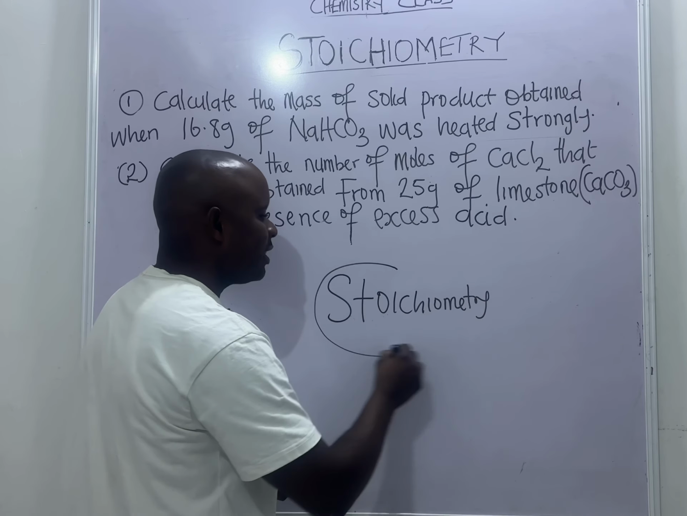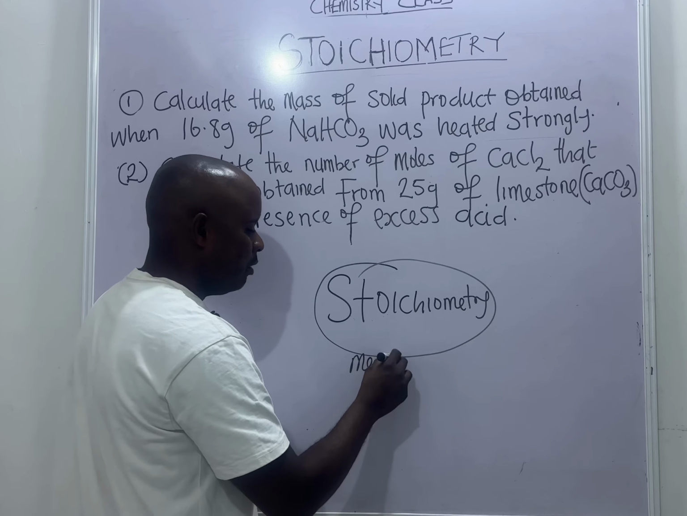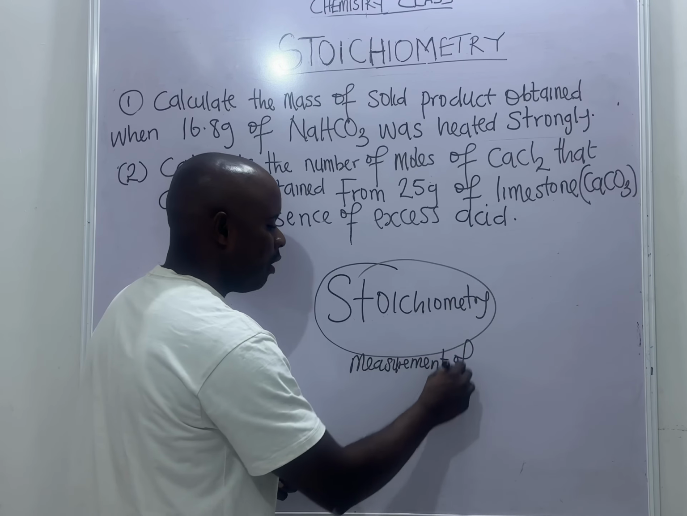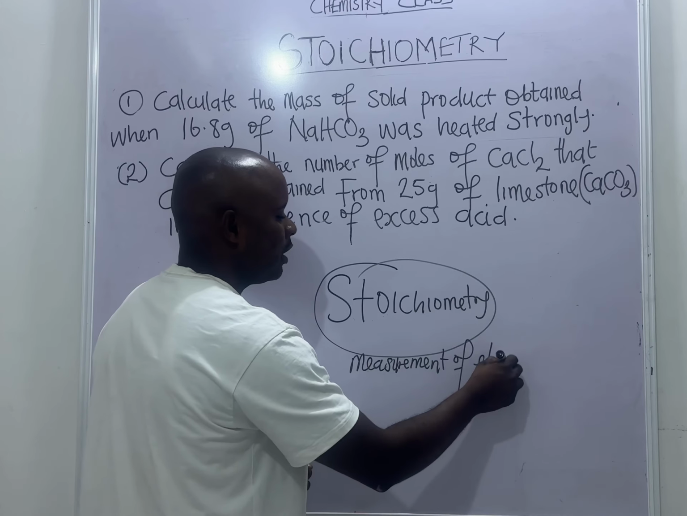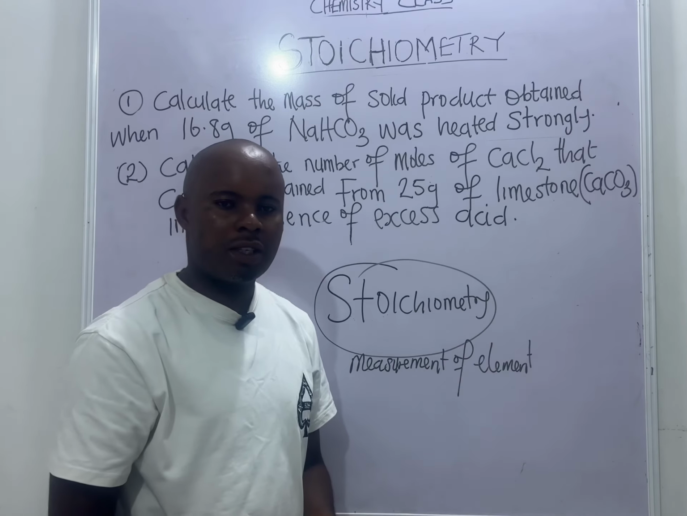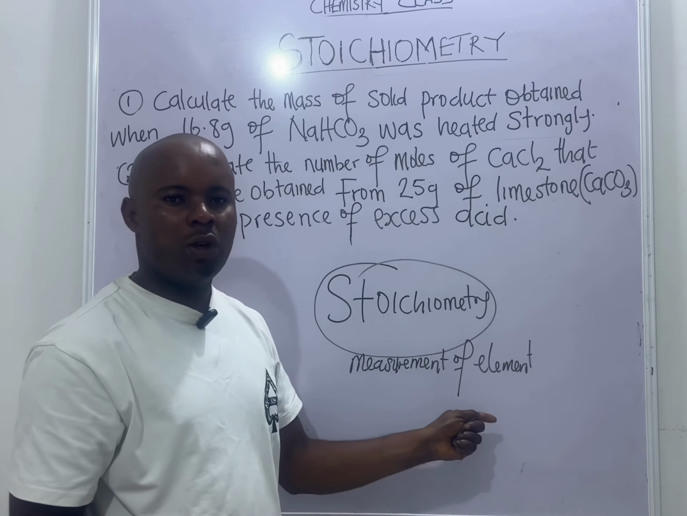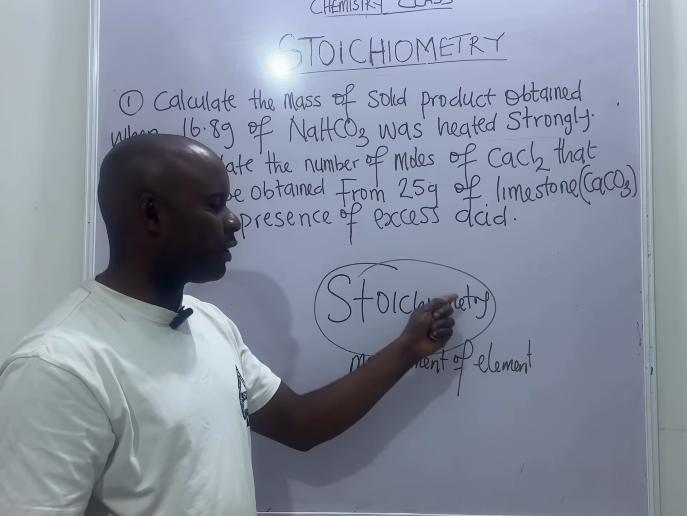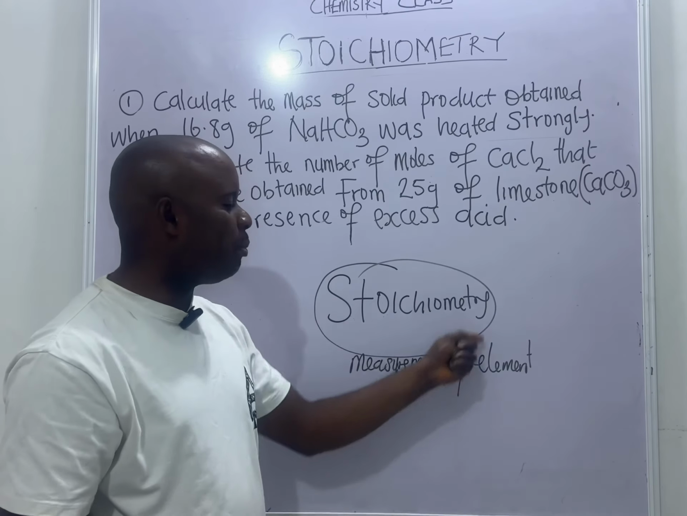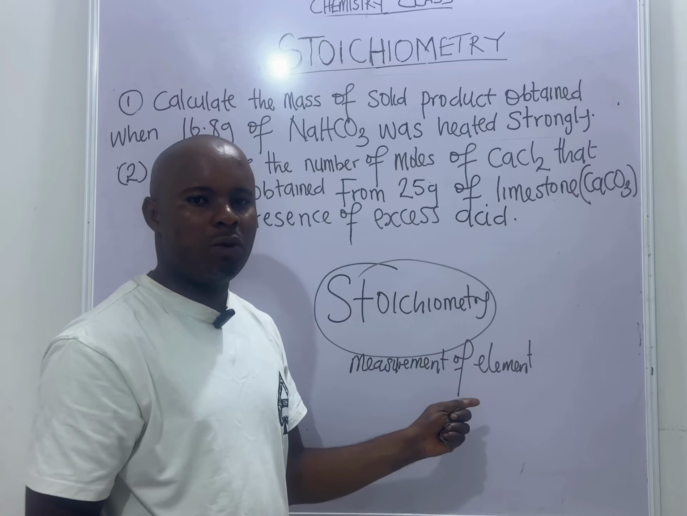This word means measurement of elements in a given chemical equation. For us to know the amount of substances that reacted to give the product, we talk about this aspect of chemistry known as stoichiometry. So stoichiometry is the measurement of amount of elements that participated in a given chemical equation.